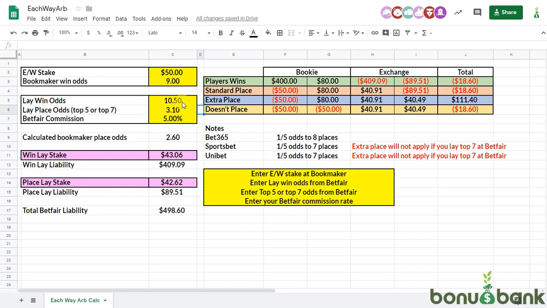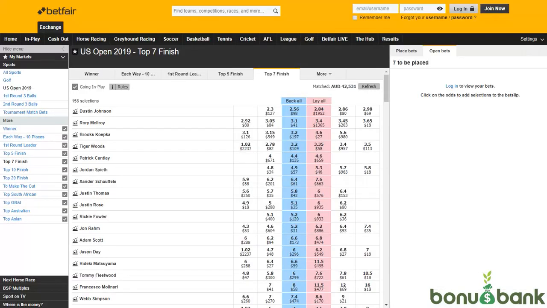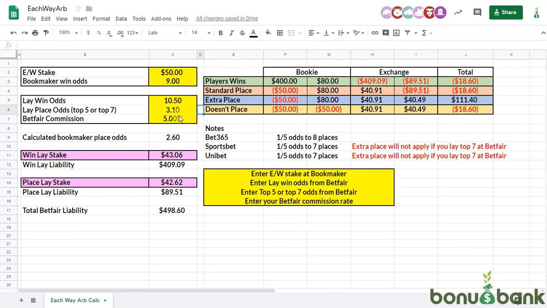If we have a little bit of a look around, we should be able to find some better opportunities than that. The other thing that we can do is we can lay in the top 7 market. So if we were to lay Johnson in the top 7, we can see here that we get that at 2.84. So I'm going to change this to 2.84, and it reduces that qualifying loss.